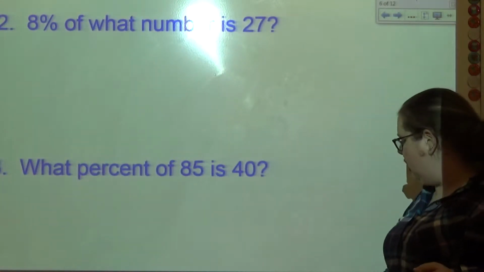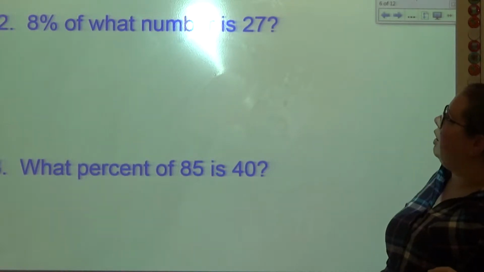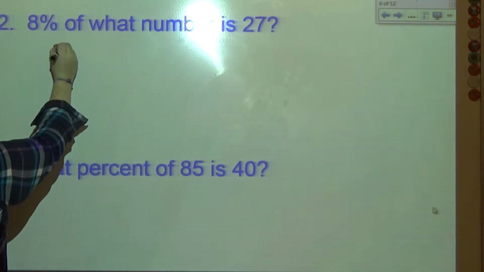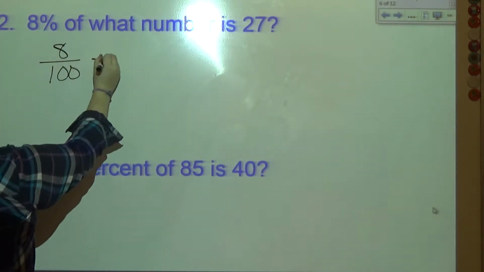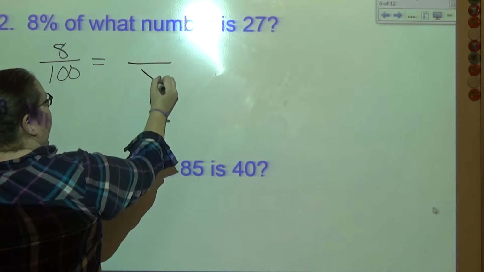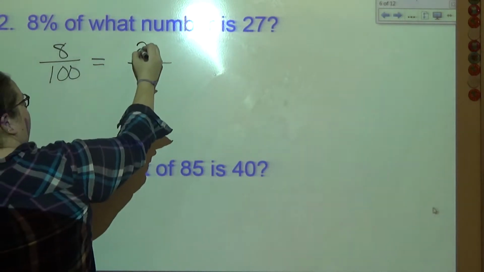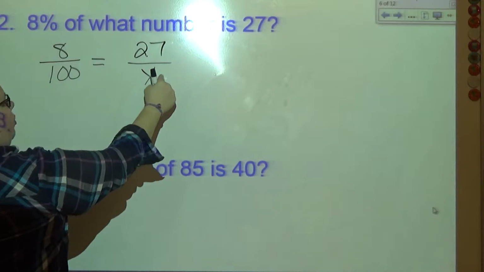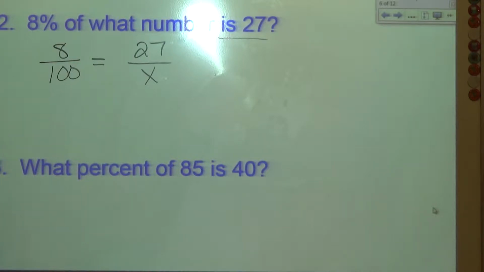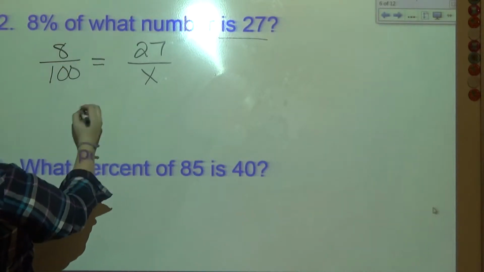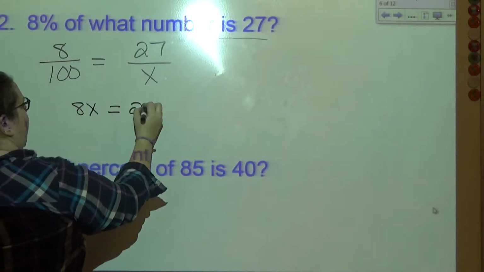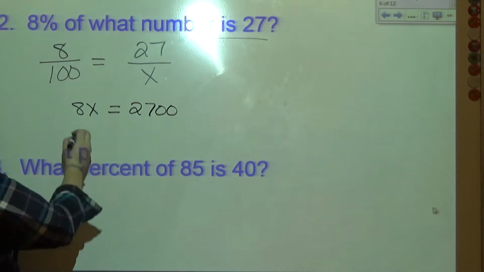Alright, so 8% of what number is 27? So 8%, 8 per 100, of what number? We're finding 8% of the whole, which we don't know, is 27. Is over of. We don't know our "of," but our "is" is 27. Now we can cross multiply. 8 times x is 8x equals 27 times 100, which is 2700. Divide by 8.